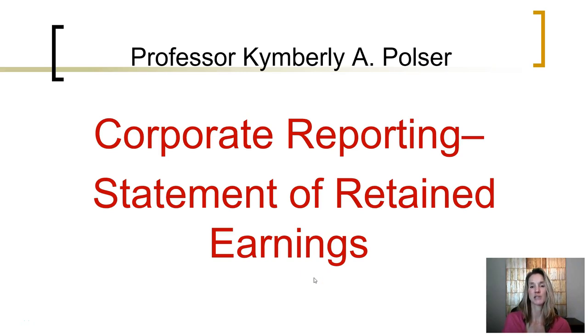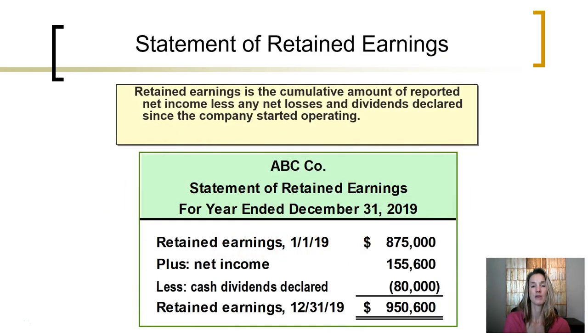This segment discusses the statement of retained earnings. Retained earnings, remember, is the cumulative amount of reported net income, less any net losses and dividends declared since the company started operating. Here we are seeing a statement of retained earnings for ABC, which shows the change in retained earnings from the beginning of 2019 to the end of 2019.